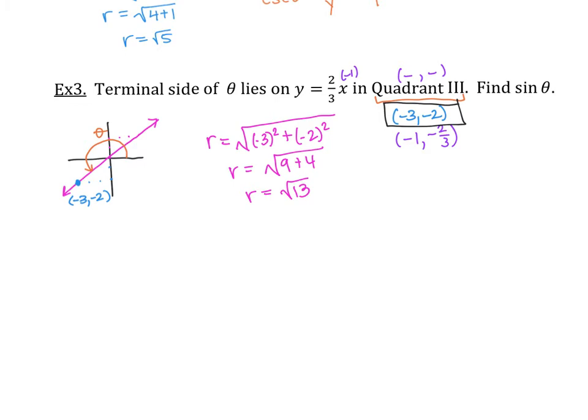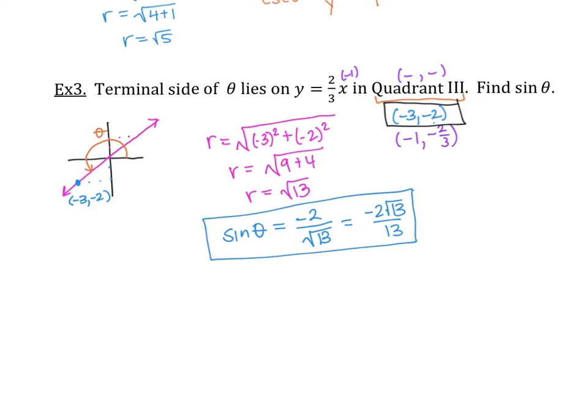Okay, r is root 13. What am I even trying to find? I'm trying to find the sine of theta. So sine of theta is the y value. Because I used that ordered pair, I have -2 over r, which is -2 root 13 over 13. And if you had used a different ordered pair that met the qualifications, you would get the same answer.